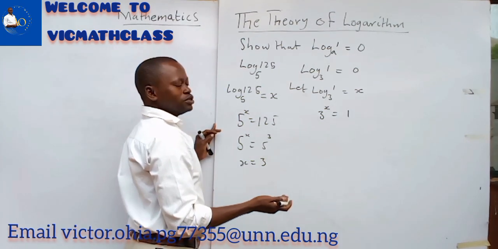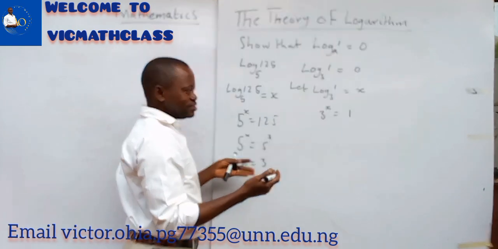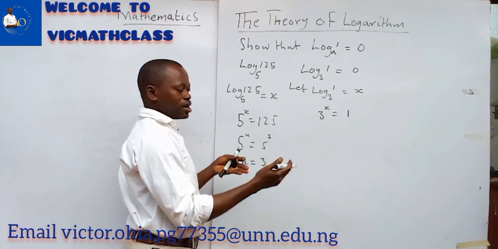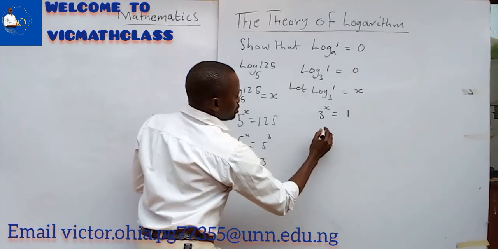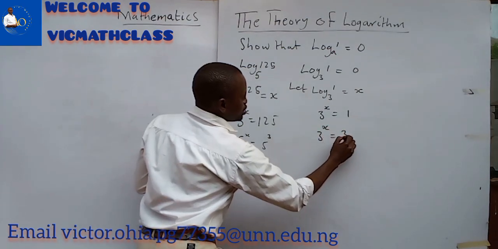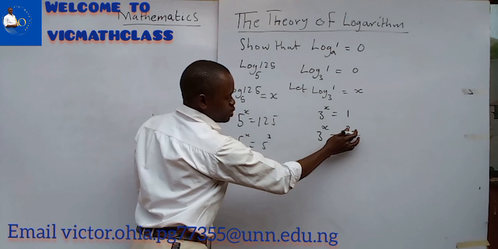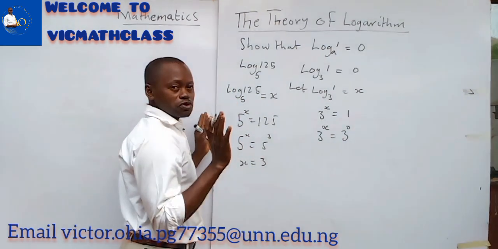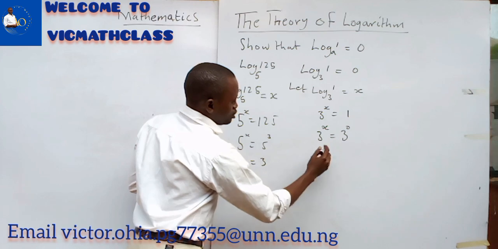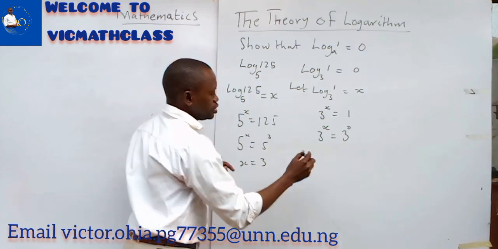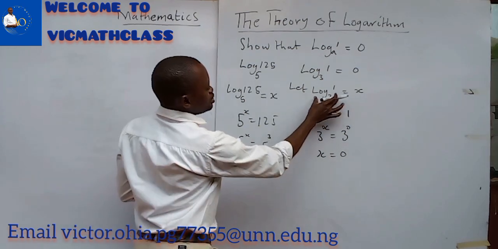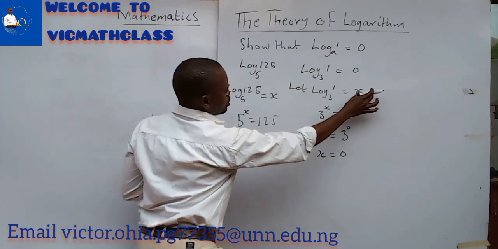And you remember in the laws of indices, because I have been saying that the laws of indices and the laws of logarithm, they intermarry. So 1 can be rewritten as, so I can write 3 raised to power x equals to 3 raised to power 0. Any number raised to power 0 is equals to 1. So no offense committed. So we can see that here, since the bases are equal, that x is equals to 0. That means that this is equals to 0.